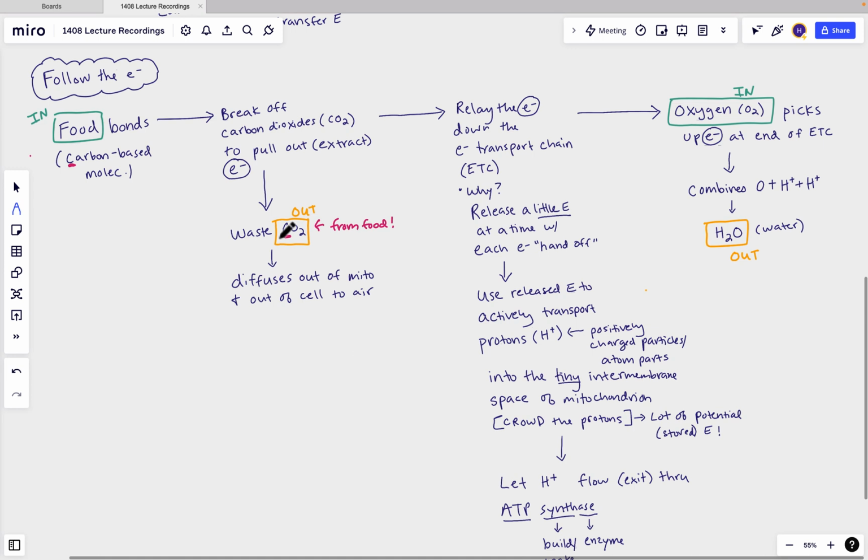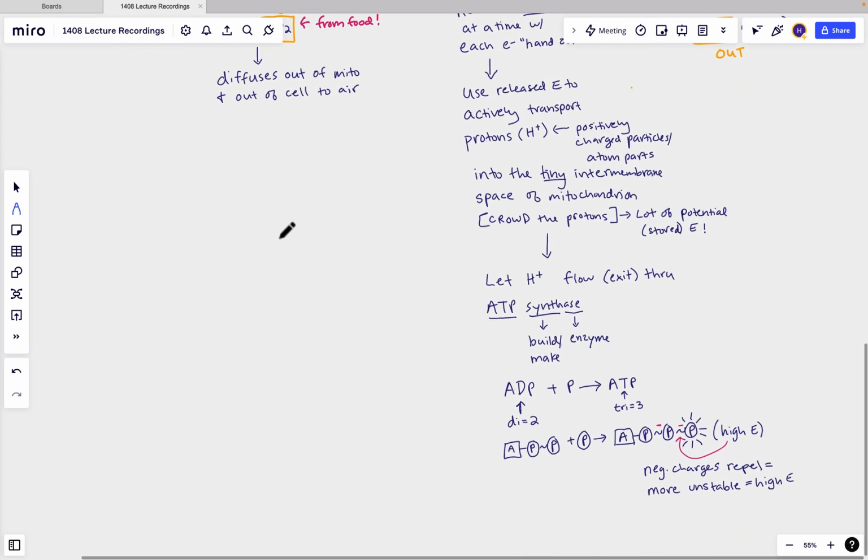So following the electrons, they start in food bonds. Once we break those bonds, we extract the electrons, relay down the electron transport chain. Eventually they get picked up by oxygen and leave as water. The electron transport chain pumps those hydrogen ions across the membrane to crowd them in that intermembrane space. They get all crowded, and so they flow through the exit, which is ATP synthase. That ATP synthase then builds ATP, which is then used to do cellular work. And that's the process of cellular respiration.